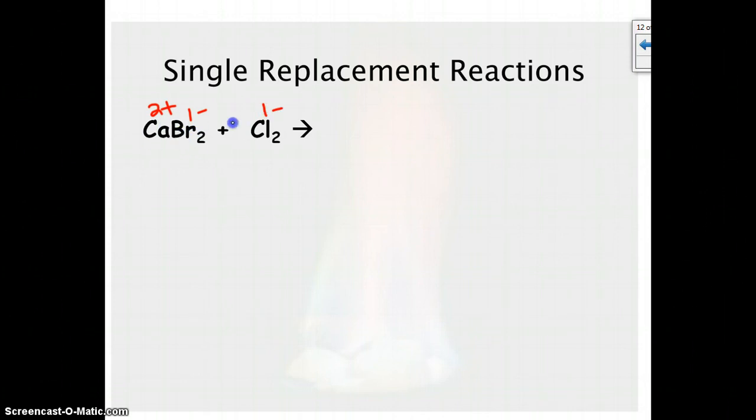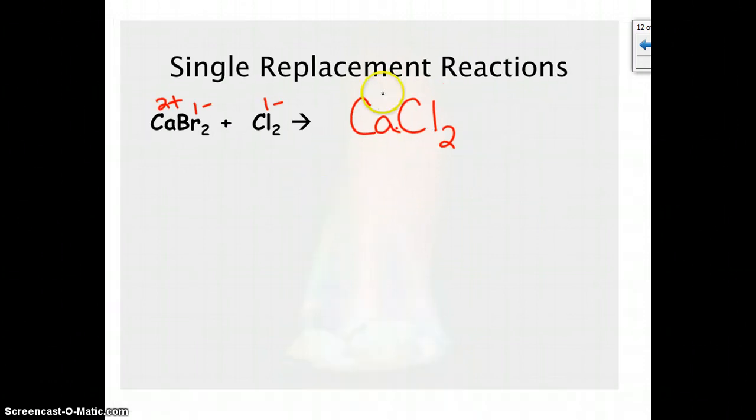So we know that Br is going to be the one kicked out because Cl is the one that's going to be coming in and replacing it because they're both negatives. So negative can replace a negative, positive can replace a positive. So in this case, Ca is going to combine with Cl. All right, so Ca was the 2 plus and Cl was the 1 minus.